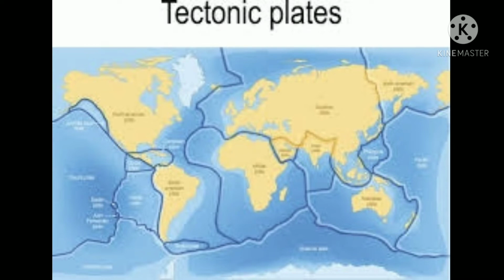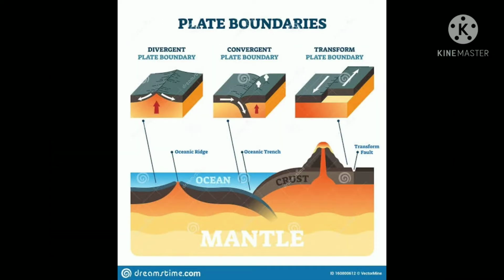Let's move on to plate tectonics. Plate tectonics is the theory that the Earth's lithosphere is divided into tectonic plates that move around on top of the asthenosphere. Let's proceed to plate boundaries.